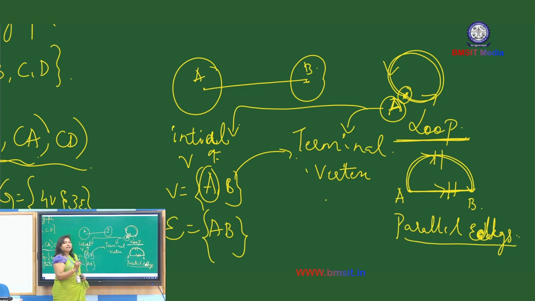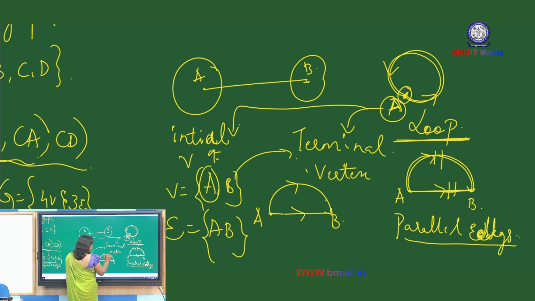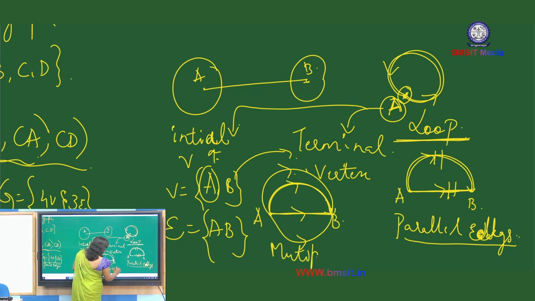The same way we can have multiple parallel edges, like we have a vertex A, and from there it goes to B, and we have one edge from A to B, and one more edge from A to B, and I can have still more edges. So this is what I call multiple parallel edges.